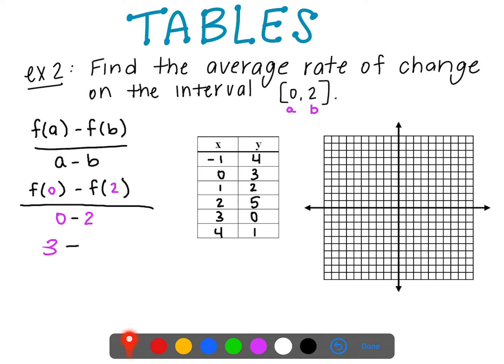Minus, now I need to find f of 2, which is my y value at 2, so I find my x value of 2. My y value is 5, so now this whole thing gets replaced with a 5. I'm going to bring down the rest of my formula because I already have numbers there. And then at this point, I'm just simplifying. 3 minus 5 over 0 minus 2. 3 minus 5 gives me -2 over 0 minus 2 gives me -2, which simplifies to be 1.